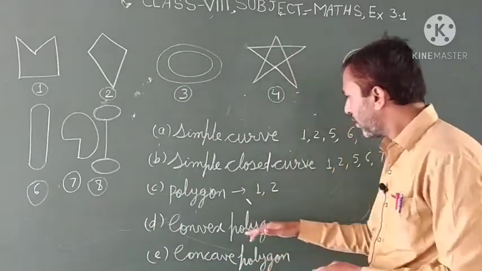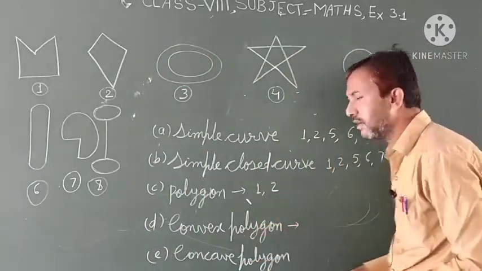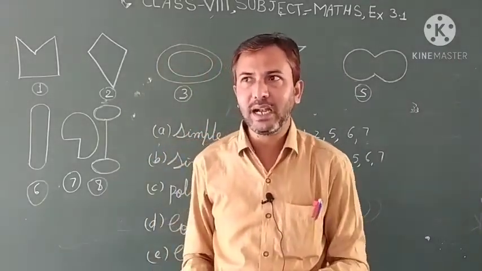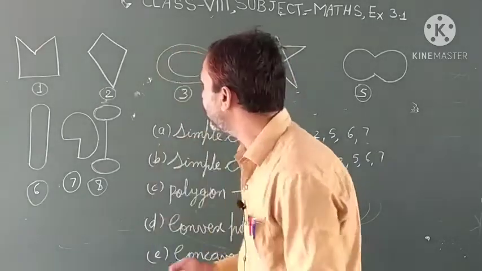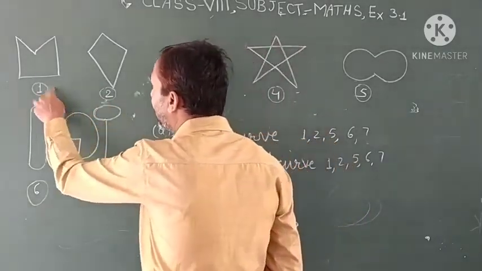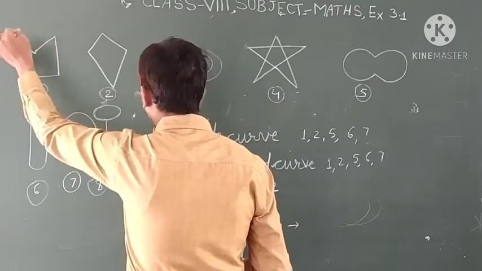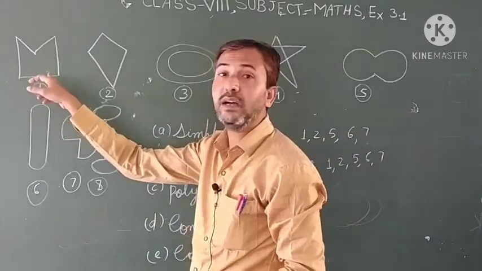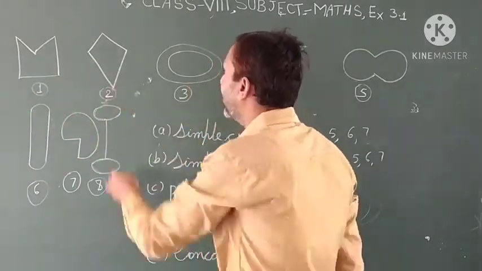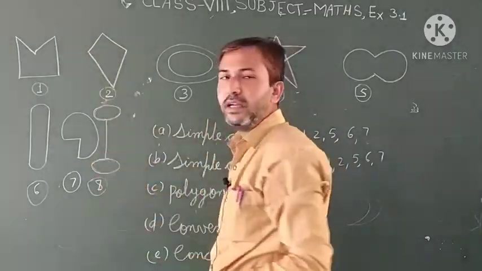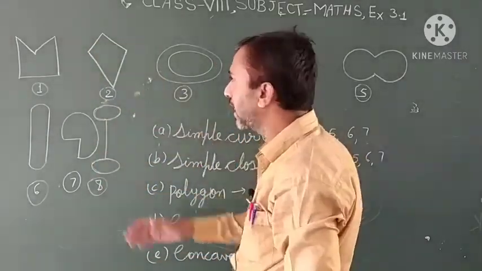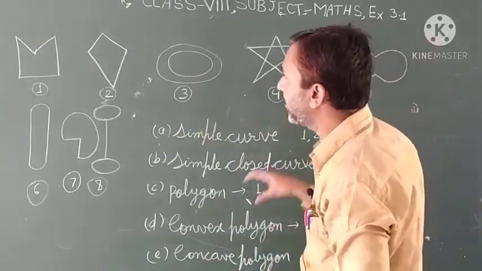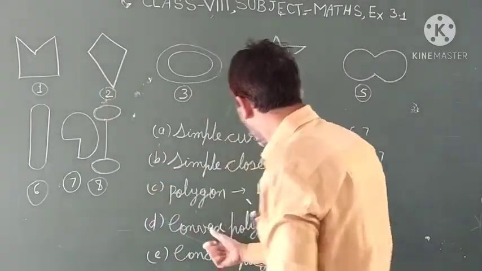Now next, the convex polygon. So what is the convex polygon? A polygon in which I draw the diagonal, and the diagonal must be inside the figure. So if I draw the diagonal for figure 1, the diagonal may be inside, or maybe one diagonal goes to the outside. So figure 1 is not a convex. But for figure 2, if I draw the diagonal, always the diagonal is inside the figure, so it is the convex polygon. So out of these 8 figures, only figure number 2 is the convex polygon.